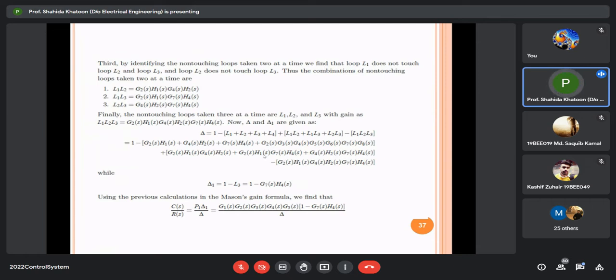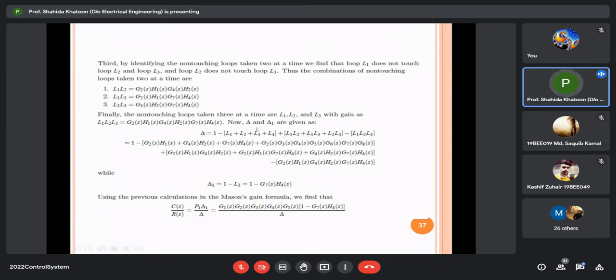Yes, by identifying the non-touching loops taken 2 at a time, we find the loop L1 does not touch loops L2 and L3, and L2 does not touch loop L3. So L1 into L2, find out the loop gains L1 L2, L1 L3, L2 L3, right? Finally, the non-touching loops taken 3 at a time, L1 L2 L3, will give you this gain, because there are 3 non-touching loops. So you have to take that also into consideration.